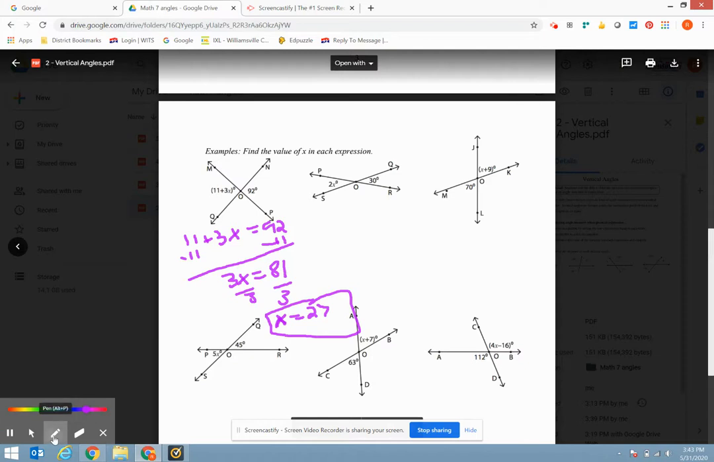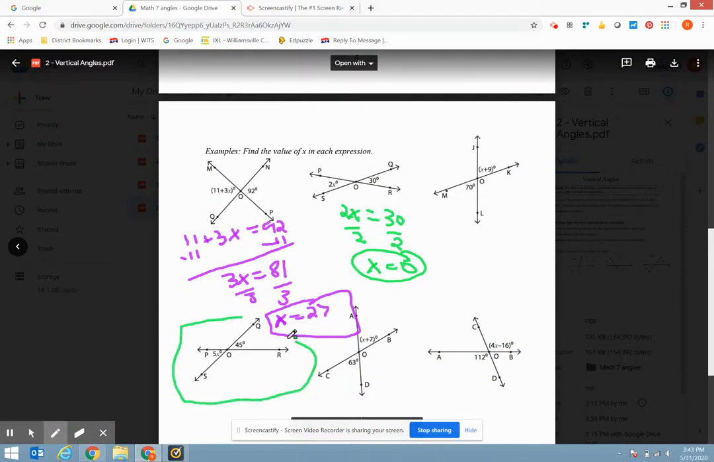And the next one, again, I would use algebra. These angles are opposite each other or vertical. So if 2x equals 30, do algebra, divide each side by 2, x equals 15. So that would be the answer for that one. Why don't you try this one down here, and I'll put the answers in the multiple choice for the Edpuzzle. Go ahead and give that a try.